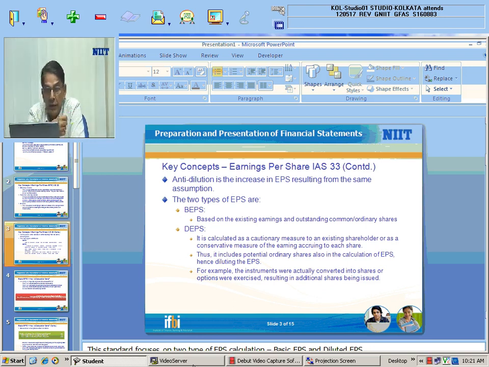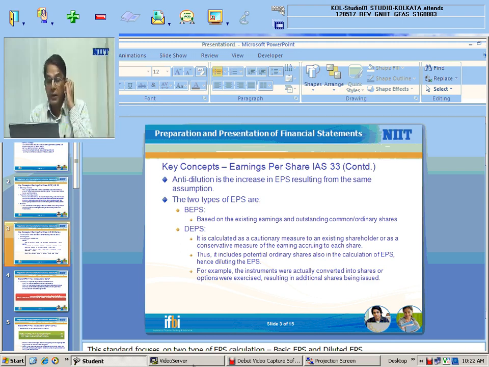Basic EPS is calculated by dividing the profit or loss attributable to the ordinary shareholders. We take the profit or loss which is only attributable to the ordinary shareholders by the weighted average number of ordinary shares outstanding during the accounting period. Now I will explain again what is the weighted average number of ordinary shares outstanding during the accounting period. Supposing at the beginning of the accounting period, the company had 1 crore of ordinary shares issued. During the accounting period, the company issued another 1 crore of shares, maybe after 6 months. So what is the weighted average number of ordinary shares during the accounting period? It will be the weighted average of this 1 crore of shares which were there for 12 months and the other for 6 months. So we have to take a weighted average.